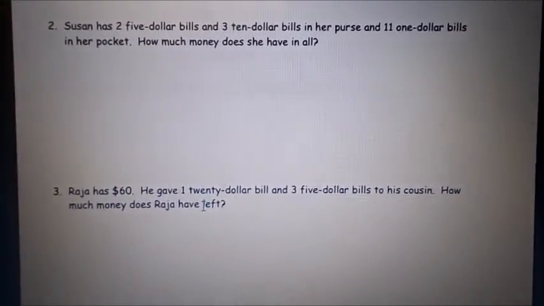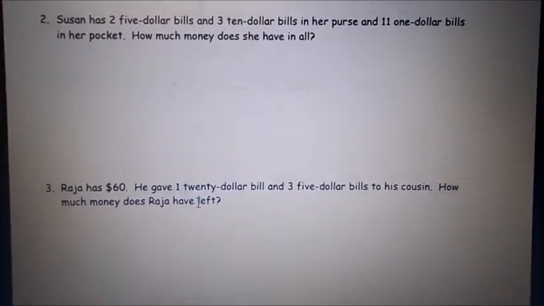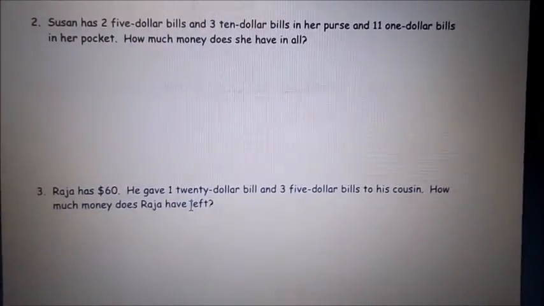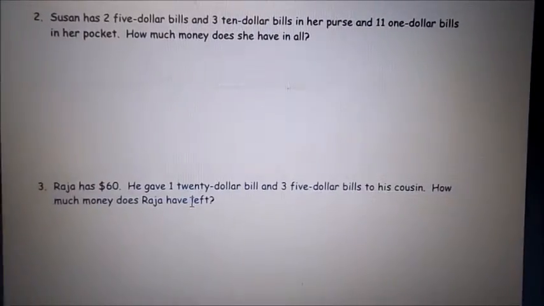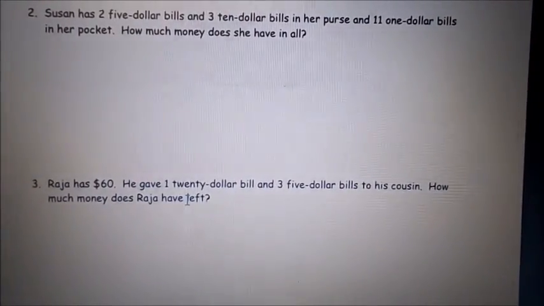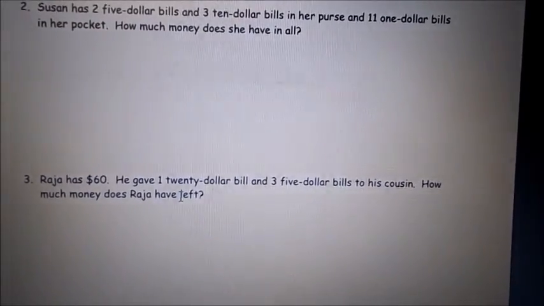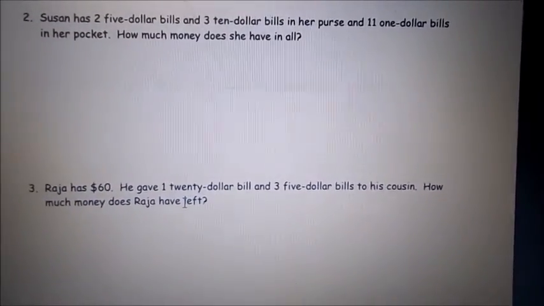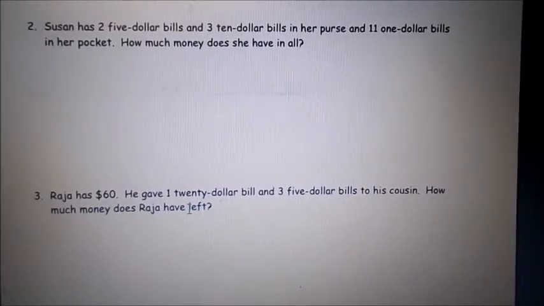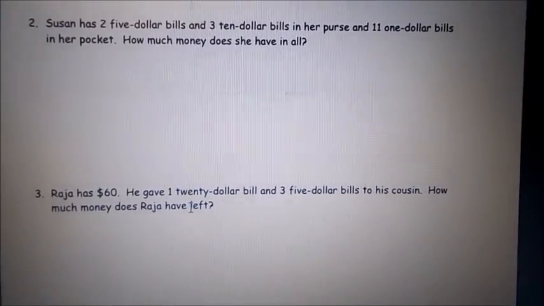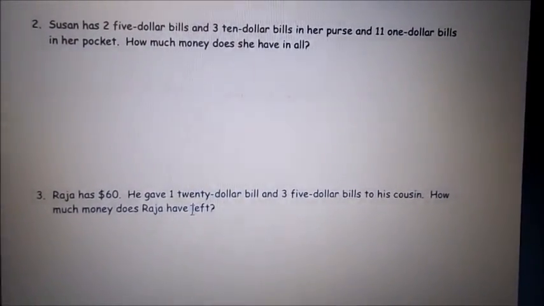The second problem you're going to answer is number 3. Raja has $60. He gave 1 $20 bill and 3 $5 bills to his cousin. How much money does Raja have left? Again, you can find both of these problems on a Google form. Please answer those and then submit them.